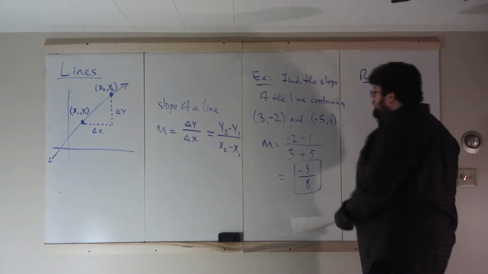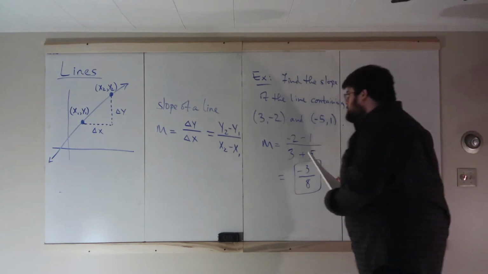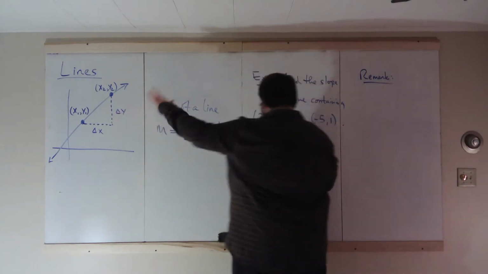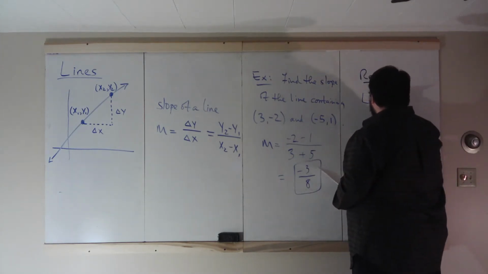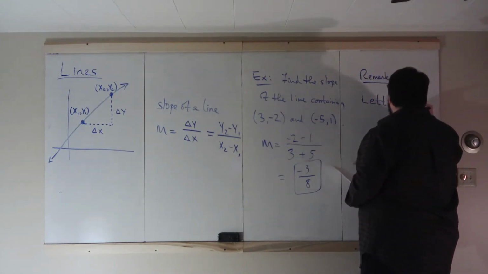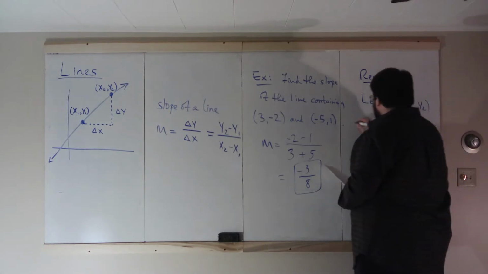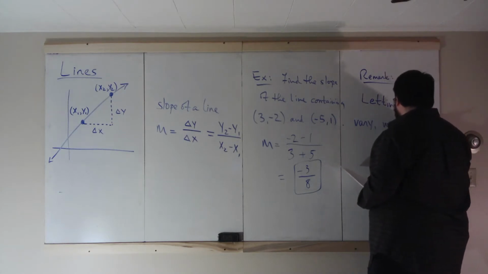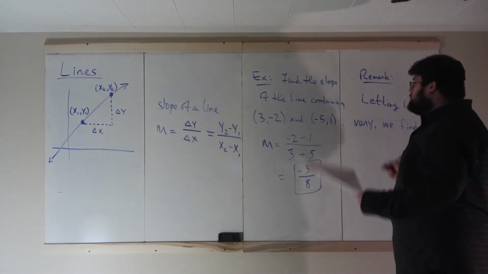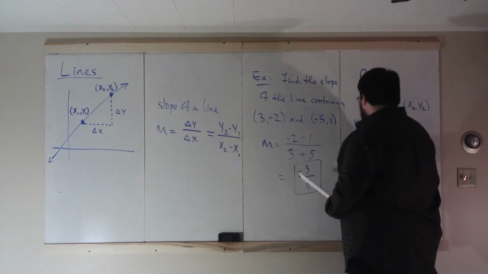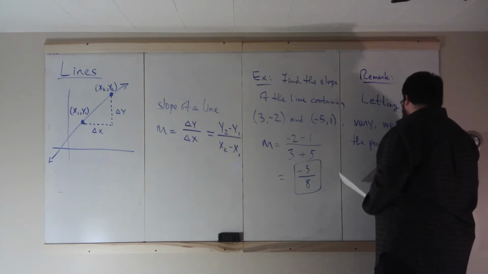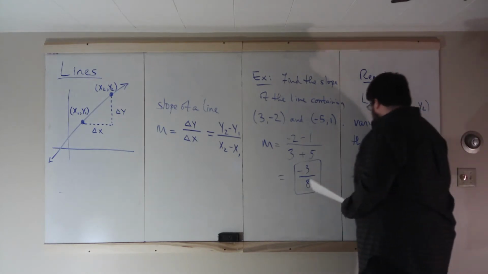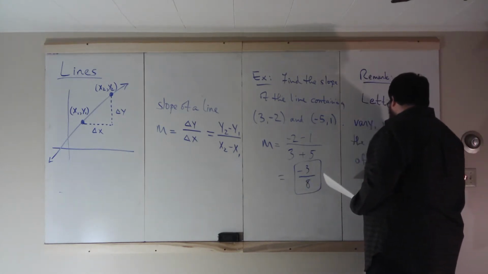Remark. I'm not going to write this, well, that's a pretty long sentence. Letting x2, y2 vary in the slope equation, we find what is known as the point-slope form of the line.